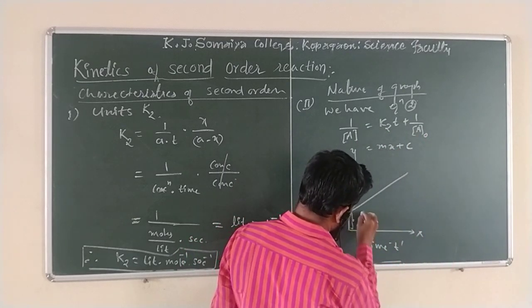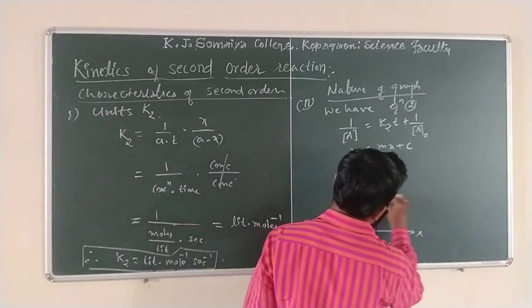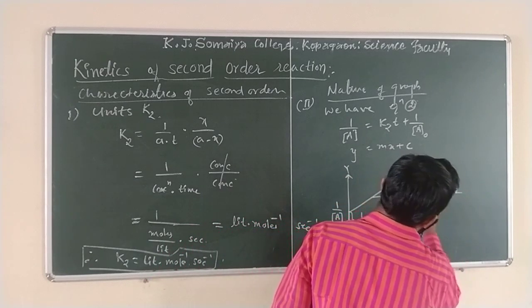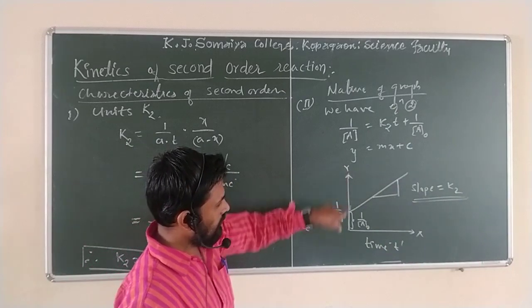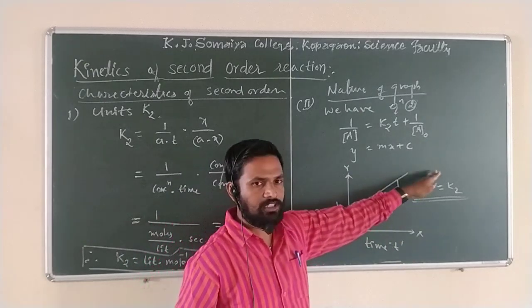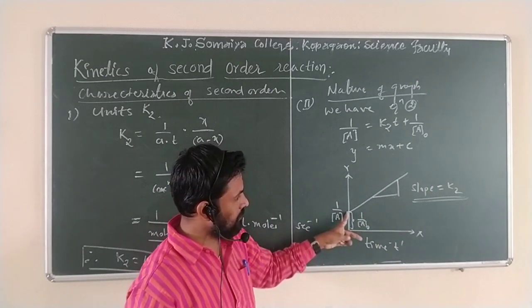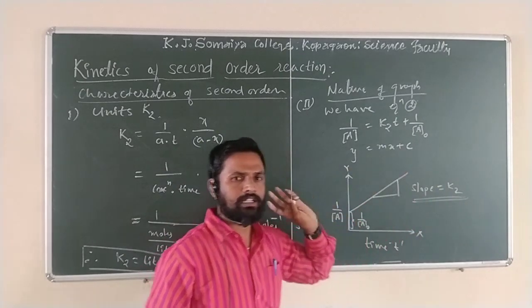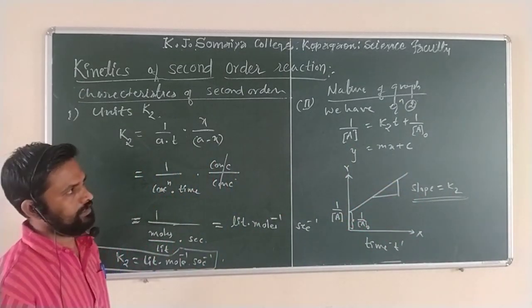This is nothing but the y-intercept, 1 upon A0. And if you take the slope of this graph, you will directly get K2. If you take time on the x-axis and 1 upon A on the y-axis, you will get a straight line, but there is a y-intercept, not from the origin. This y-intercept is nothing but 1 upon A0. The slope value is nothing but the rate constant of the second order reaction.